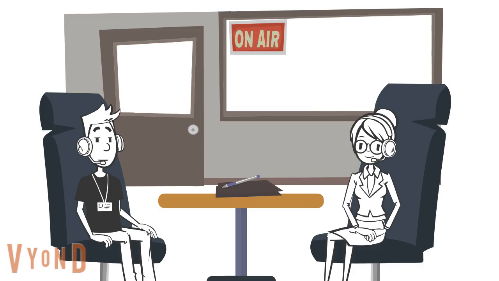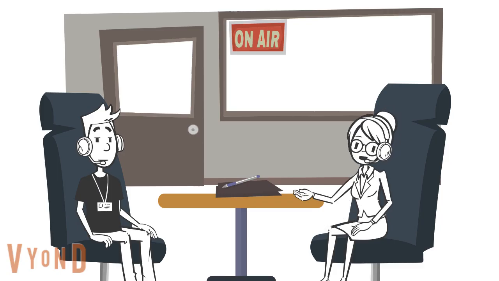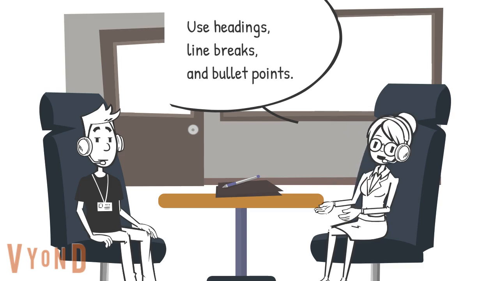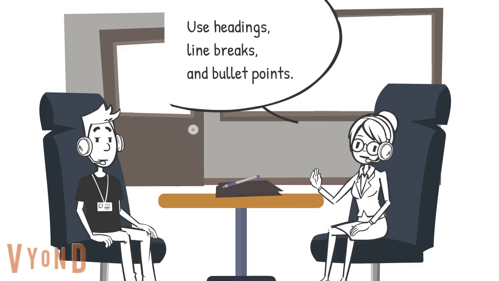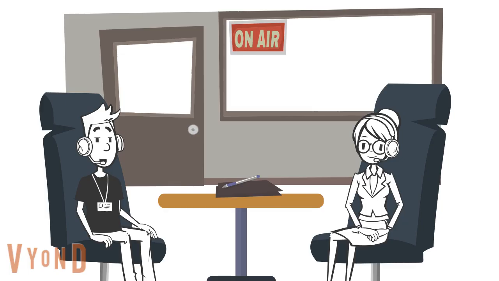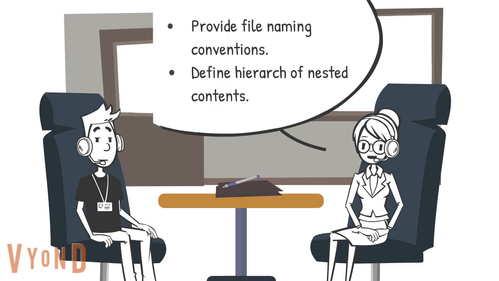Any other practical tips? Yeah, keep it concise and informative. You want to get across the most important stuff without overwhelming the reader. Use headings, line breaks, and bullet points for readability. Nobody wants to read a wall of text. It's all about making it scannable so people can find what they need quickly. Speaking of finding information quickly, you can provide file naming conventions. Be super clear about how you've organized everything and what each file contains.